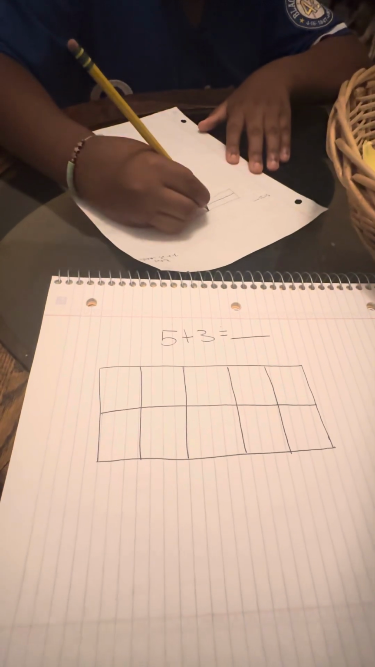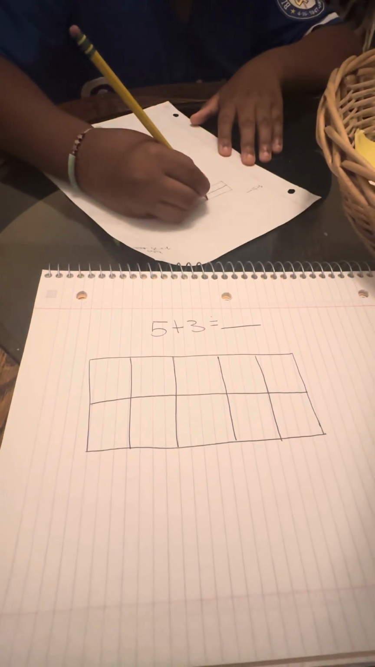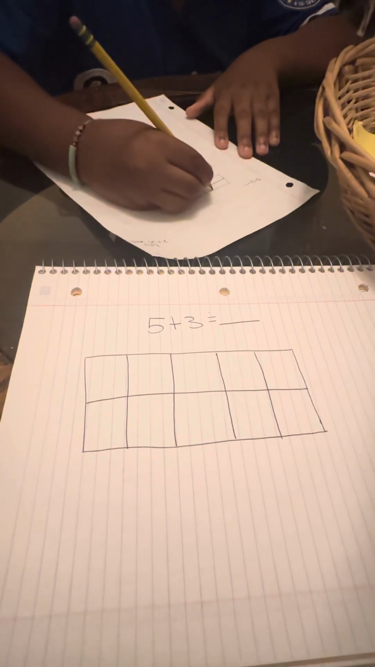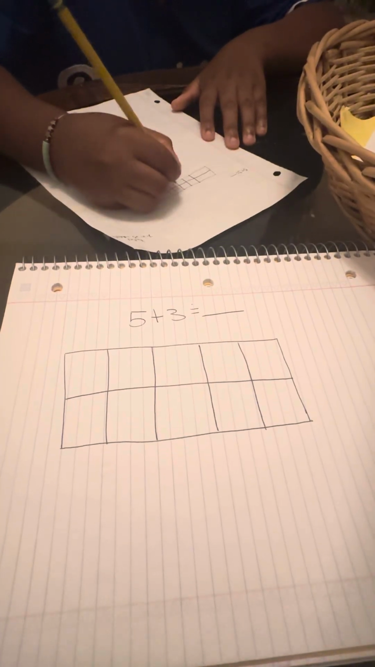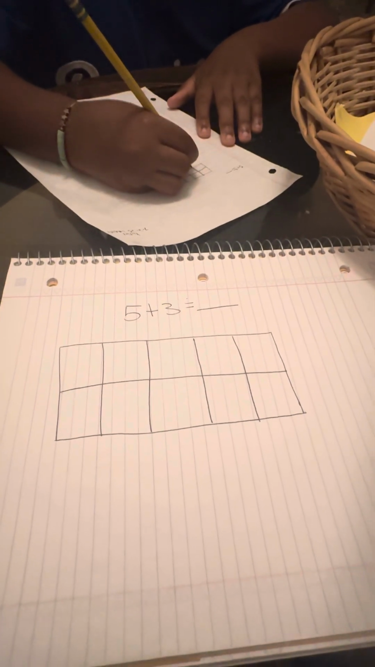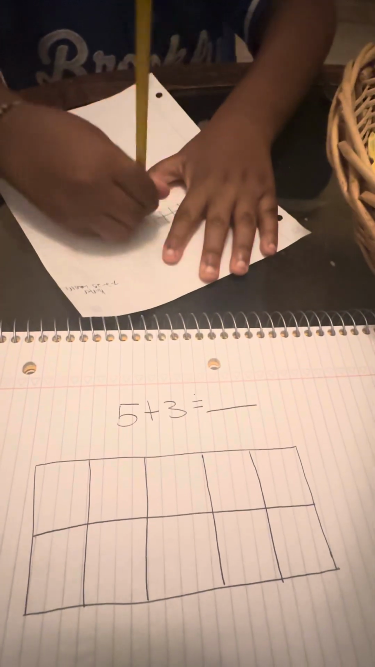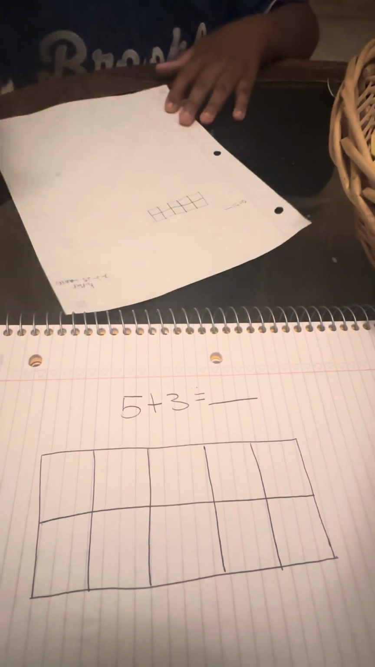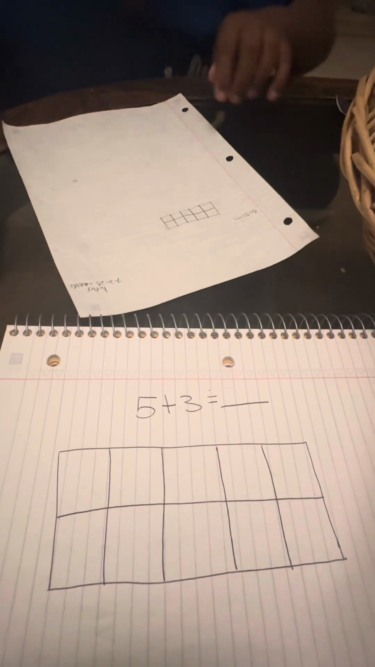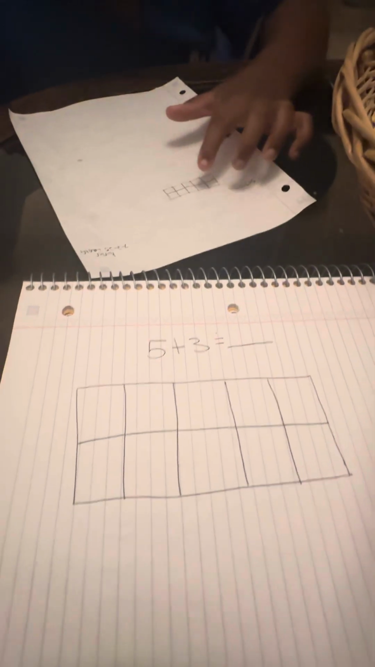So you're going to draw a rectangle, and then you're going to break it up to where you'll have 5 boxes at the top and 5 boxes at the bottom. Good job. If you do it and you don't have enough boxes, then erase it and do it to where you only have 5 at the top and 5 at the bottom. Okay, so you got 5 at the top and 5 at the bottom? Good job.